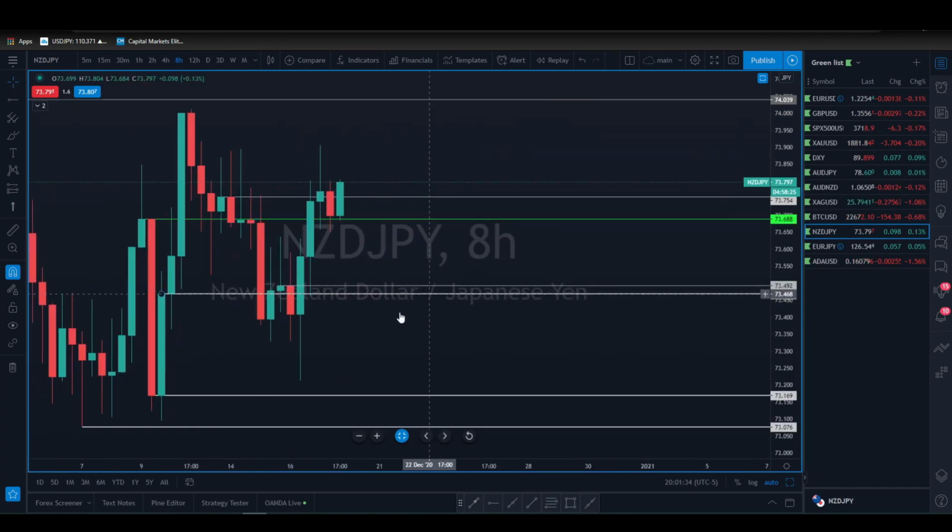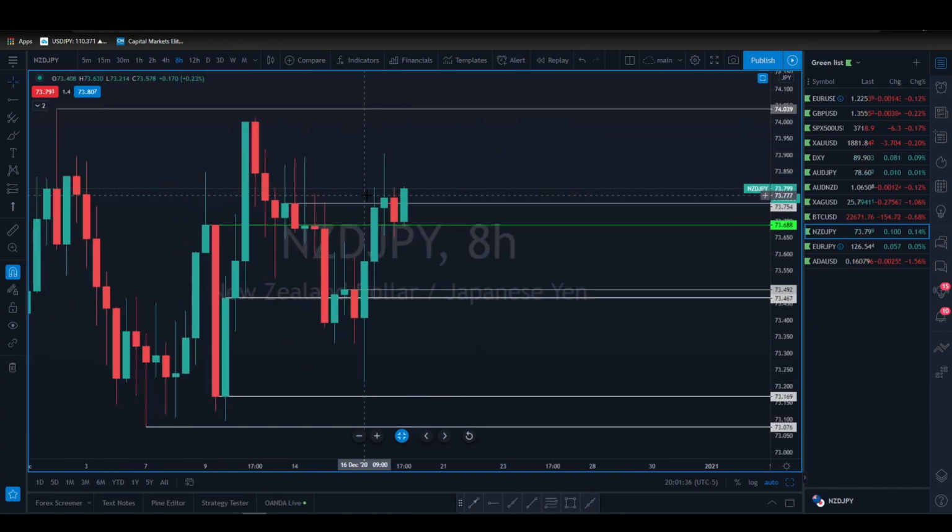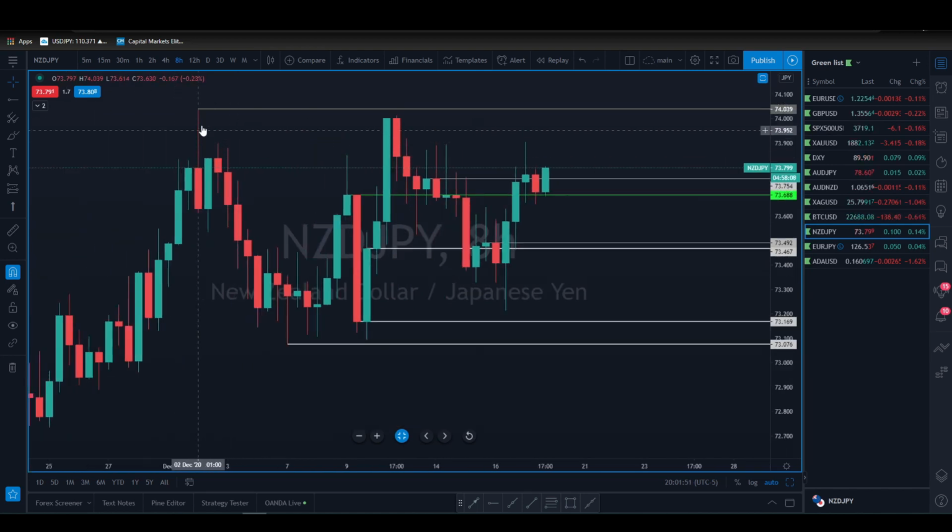So let me show you what that looks like. So this is that area. Oh, no, not on an 8-hour, we did get a close above it and an instant failure rejection. And now we're trading back above it. So if you get another hold of this, you can target, which is still in play, this 74.039, because we have not purged that liquidity yet. So that still remains a target.